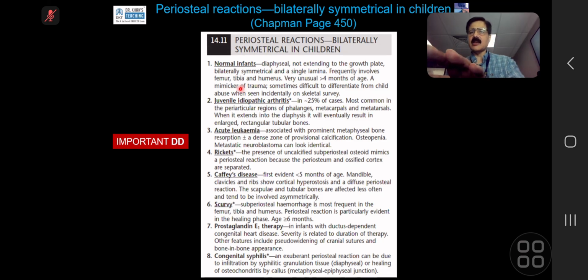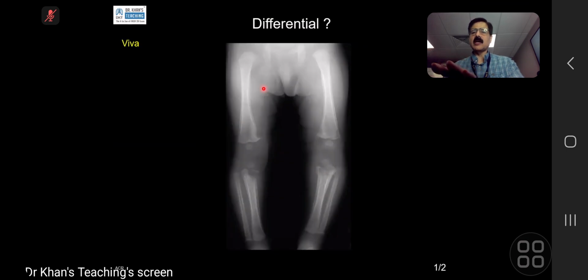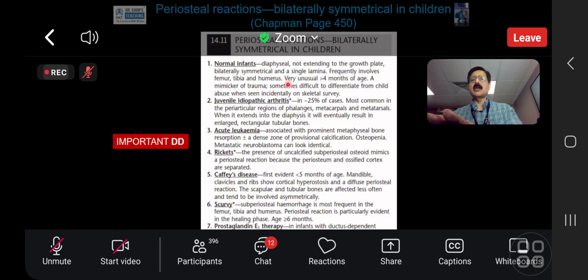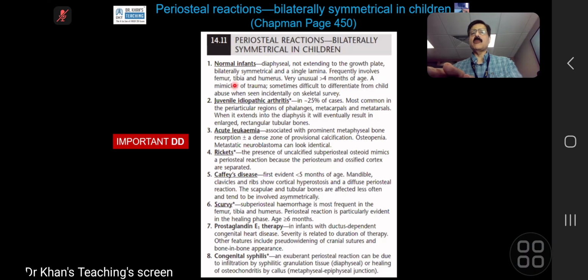Second thing is the radiological features. So let's go back. Now, you did initially tell me that it is normal physiological periosteal reaction. Now, this normal physiological periosteal reaction is diaphyseal, no growth plate syndrome, bilateral, single laminar, frequently femur, tibia, humerus, very unusual more than 4 months, can mimic trauma. This is what is written there. We'll come back to this.